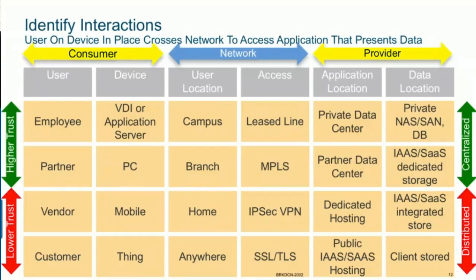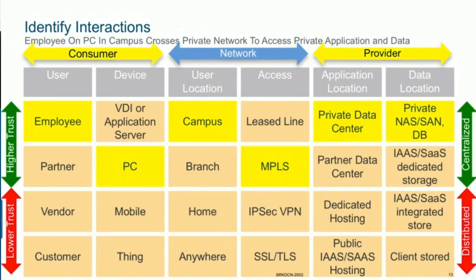But this is just a set of slides that I'll run through quickly, which is really, what are the interaction types that we need to consider when we're building out this hub. And so this is really, I've been using this for like 10 years. And it's, an interaction is defined as an employee on a device in a place, crossing a network, accessing an application that presents data. That's soup to nuts, consumer to provider of an application.